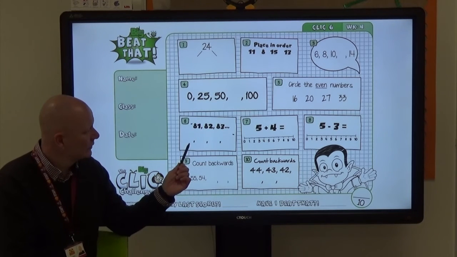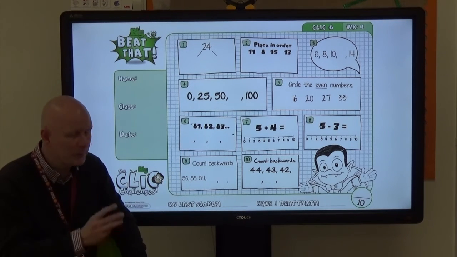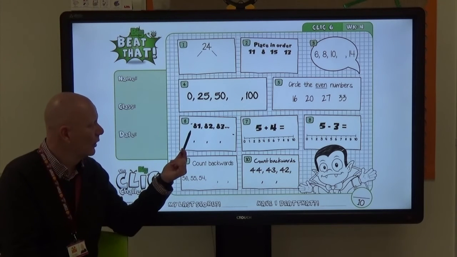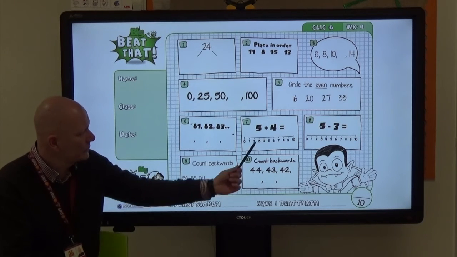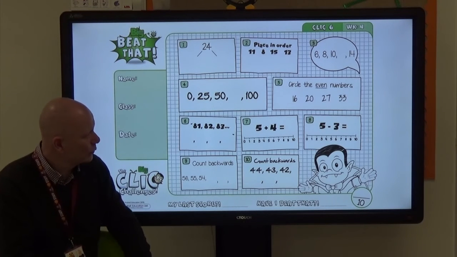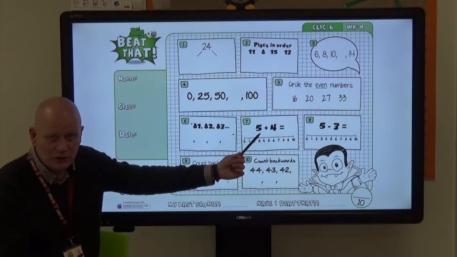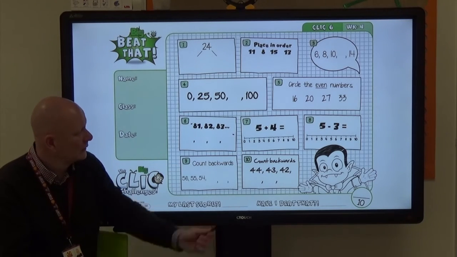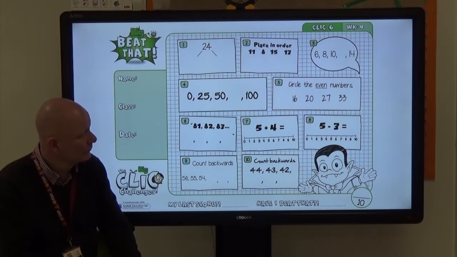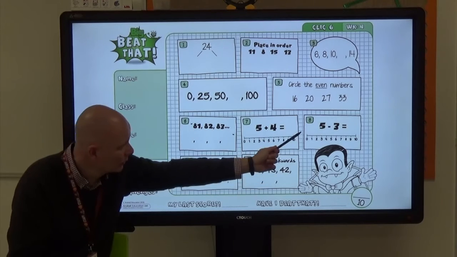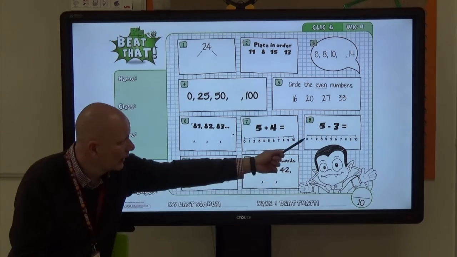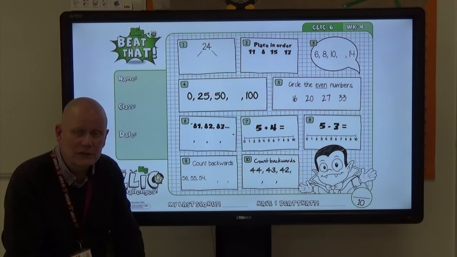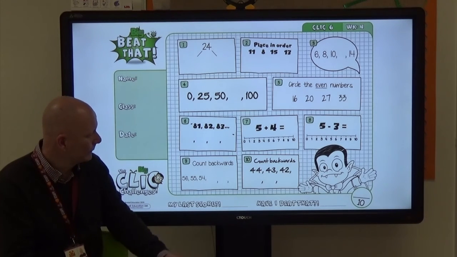Question number 6 is writing the next 3 numbers in this sequence. So there's the first 3 numbers. What are the next 3? Okay, write those down. Question number 7 is working out what this number sentence is asking you to do and writing the answer. There's a number line to help you if you need it. Similarly, for number 8, look at that number sentence, work out what it's asking you to do, and then, if you want to use a number line to help you can, but you need to write the answer.